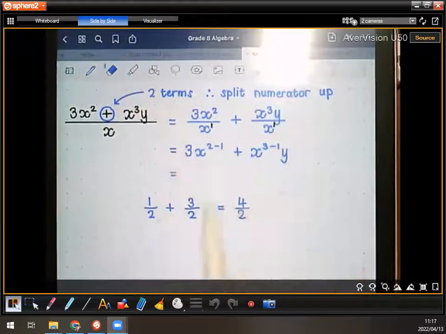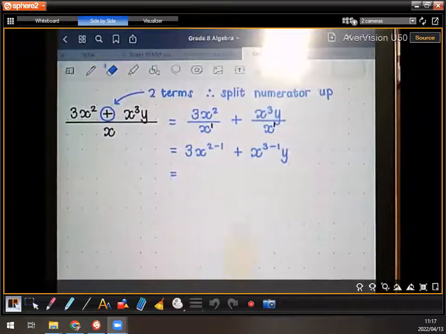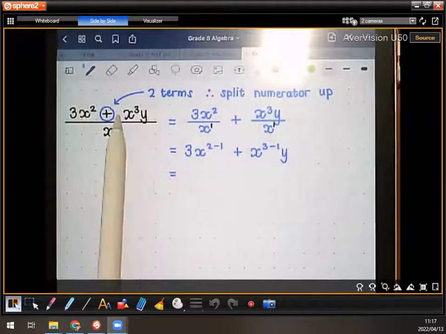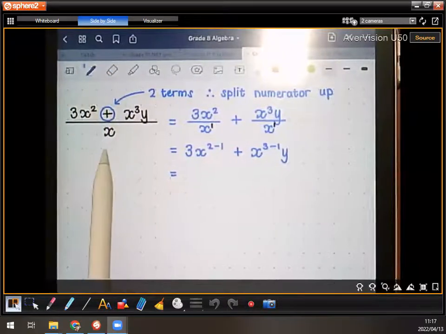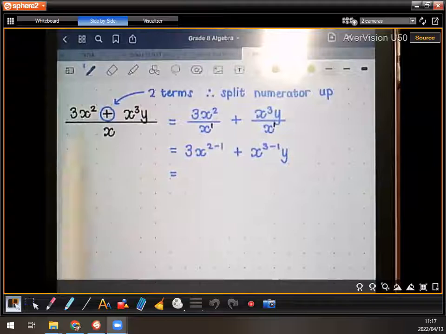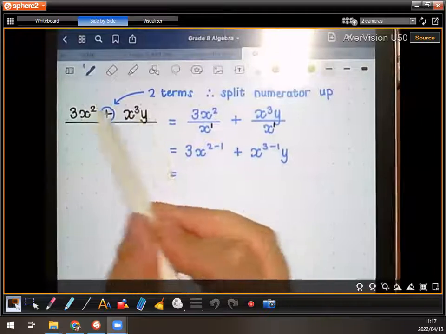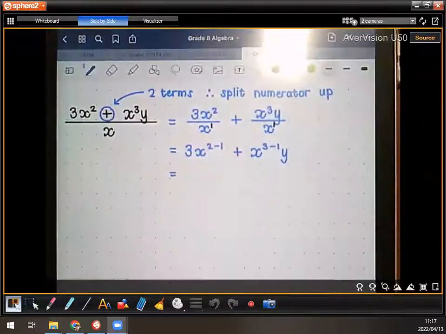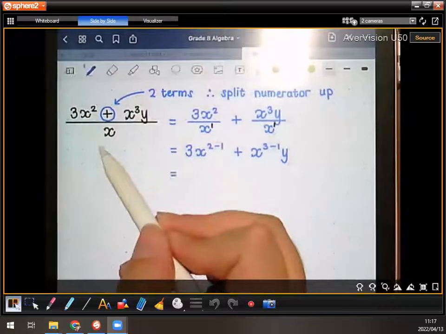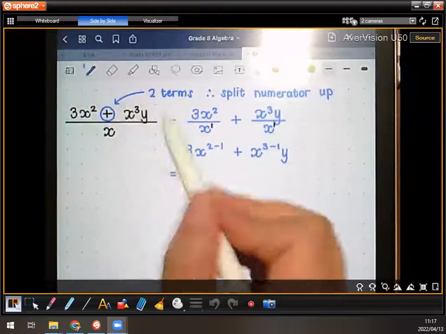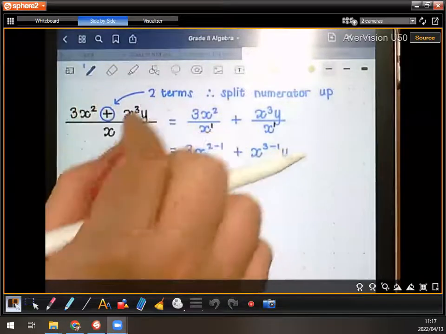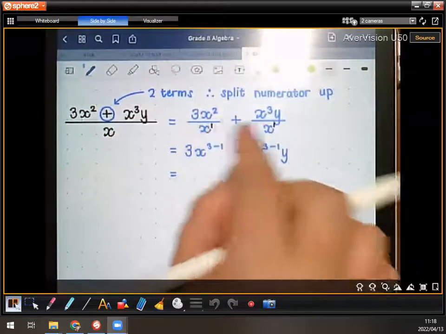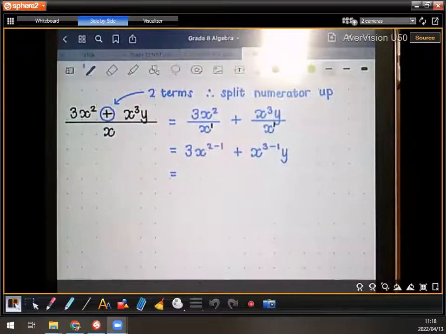Okay. But essentially what this question is asking us to do is it's asking us to divide everything at the top by x. Right? This fraction line means I'm dividing whatever is at the top by what is at the bottom. Now, because I have 2 terms at the top, I have to divide both of those terms by x. Right? That's what this question is saying. It's saying both of these terms must be divided by x. So when I split it up into 2 fractions, that is what I'm doing. Okay, does that make more sense?